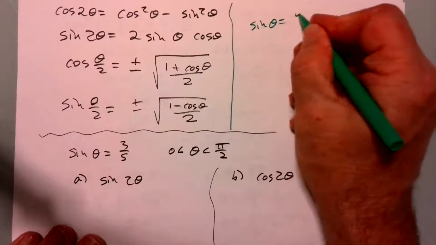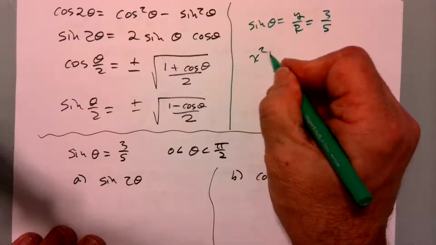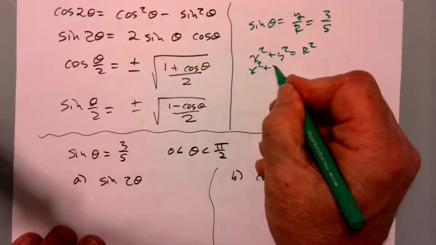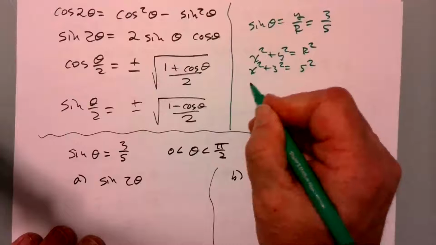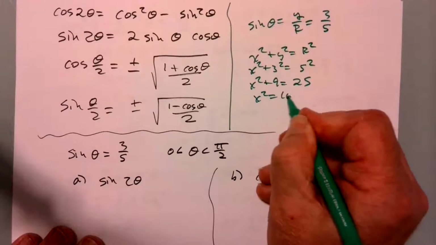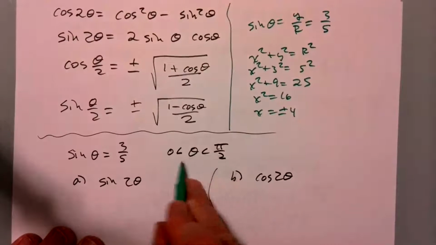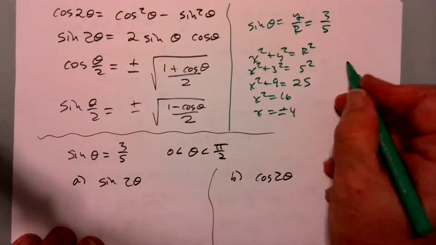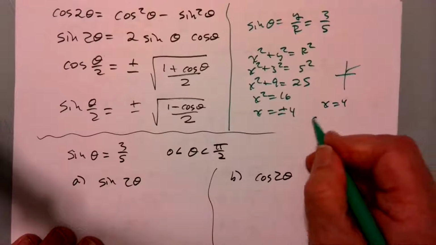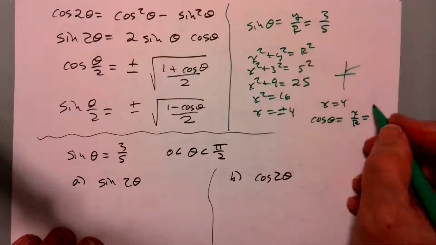Sine of theta is y over r, which is 3/5. X squared plus y squared is r squared. So x squared plus 3 squared is 5 squared. X squared plus 9 is 25. X squared is 16. X is either plus or minus 4, but we're told that we're in the first quadrant. In the first quadrant, the x value is positive, so x is positive 4. Cosine of theta is x over r, which would be 4/5.